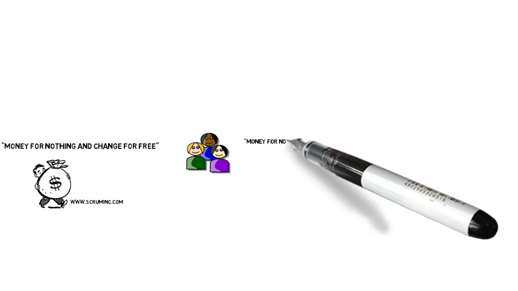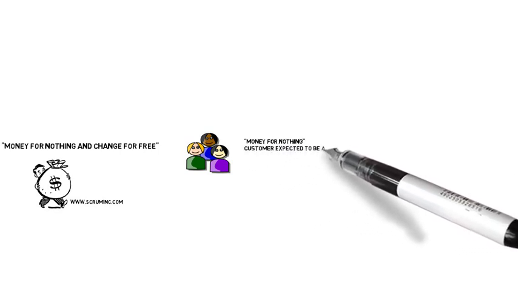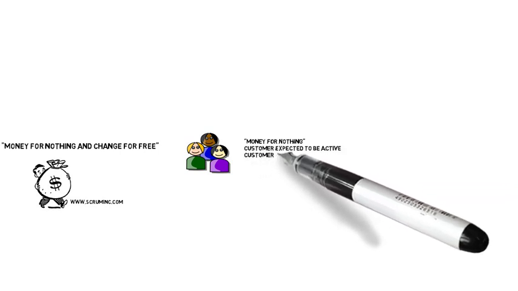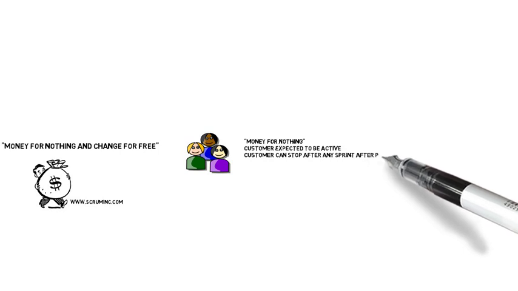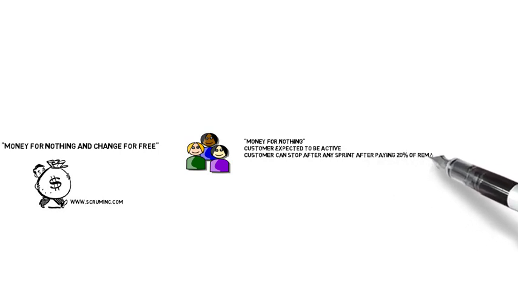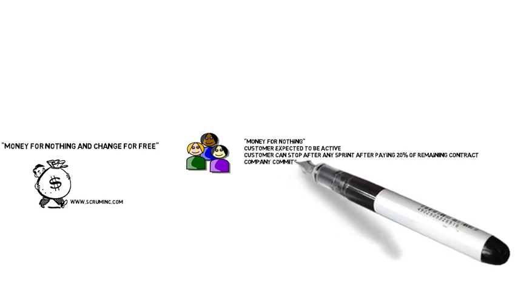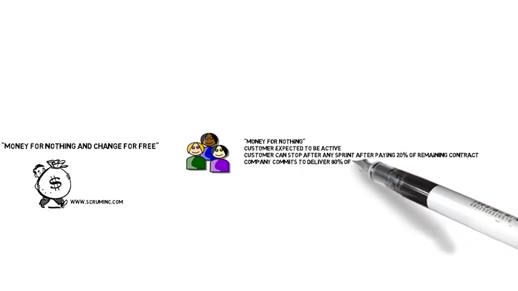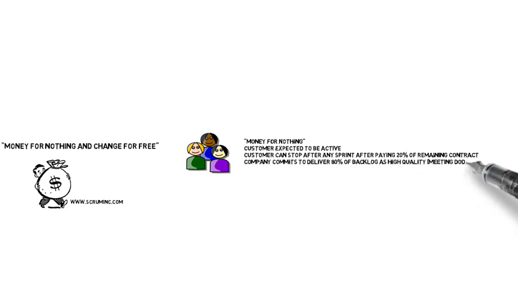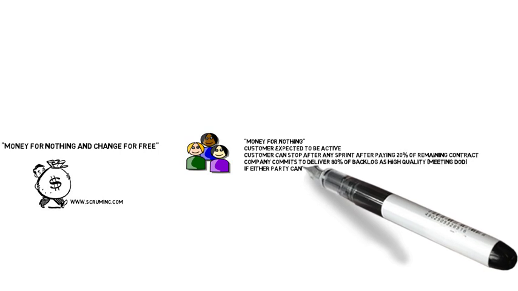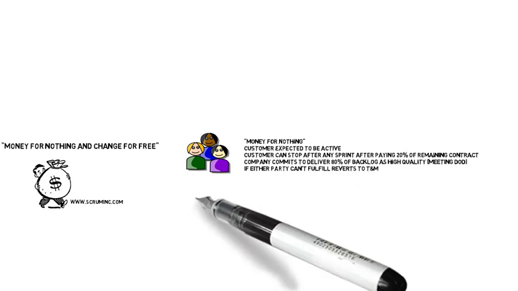The customer gets the option to stop after any sprint. So the customer pays 20% of the remaining contract. If they want to do an early termination of the contract, they pay 20% and they're able to stop the contract. The company will commit to deliver 80% of the backlog at what we call high quality. So figuring 80% is high quality means that it meets the definition of done. So that's going to be a definition of done agreed to between the customer and the vendor or the contracting company.